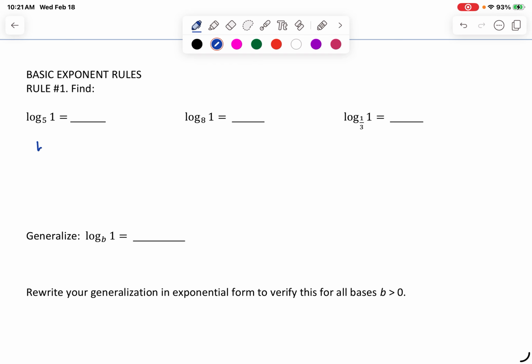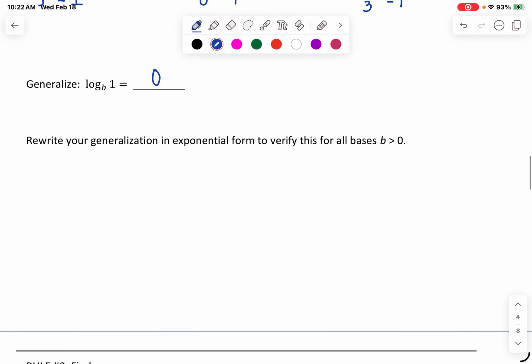So I can say this is 5, and then I don't know what this is. I can put a box here, I can put an X here, I can put whatever I want, but it's saying 5 to what power gives me 1? That's 0. This one says 8 to what power gives me 1? 0. 1/3 to what power gives me 1? 0. So we can generalize something from these 3 problems. What they all have in common is an argument of 1. So whenever you have a logarithm with an argument of 1, it's equal to 0.